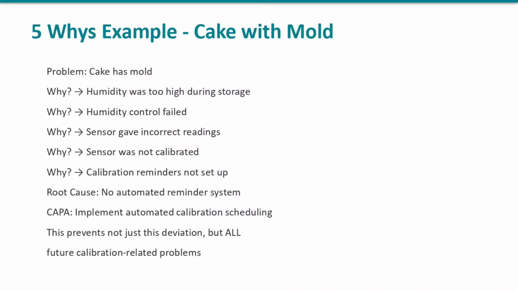Why? Calibration reminders were not set up. Root cause is no automated reminder system for calibration. CAPA is implement automated calibration scheduling system. This prevents not just this deviation, but future calibration-related problems.